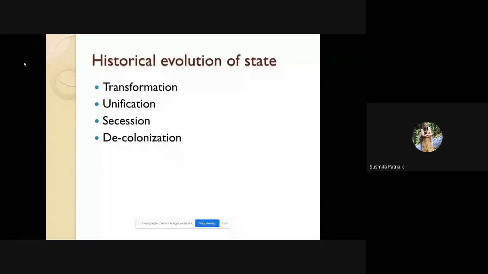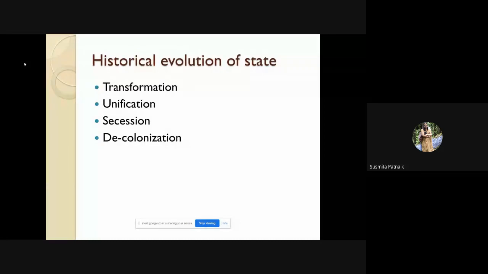The USSR, that is the Union of Soviet Socialist Republics, was disintegrated into various states, and they became independent states by the breaking of the USSR. Similarly, you can also take the example of India. India was divided after 1947 into three independent states: Bangladesh, Pakistan, and independent India. So this is called the process of secession.